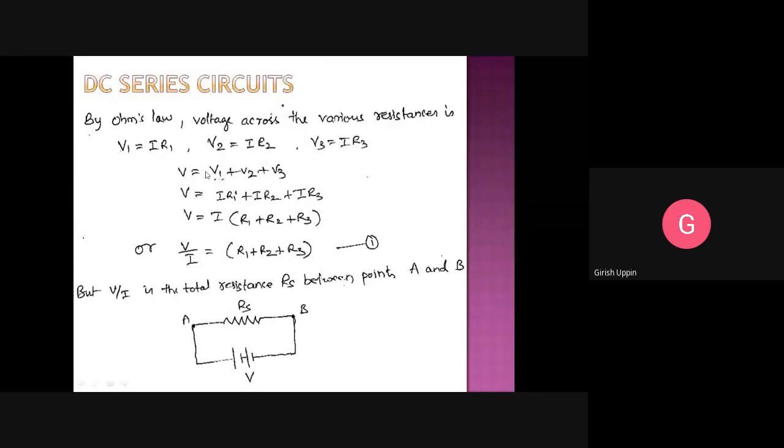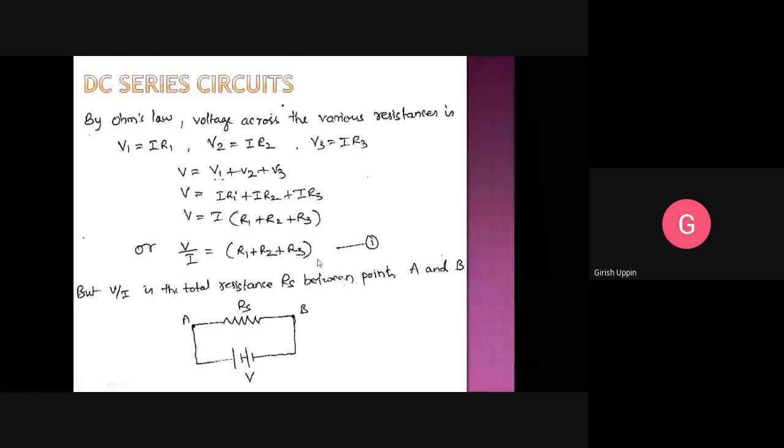We will replace V1, V2, V3 with these values. What we get? V is equal to IR1 plus IR2 plus IR3. I is common. I take out the common I. So what I will be left with inside the bracket is R1 plus R2 plus R3. Or we can represent V divided by I is equal to R1 plus R2 plus R3. Now this is the one equation I got.